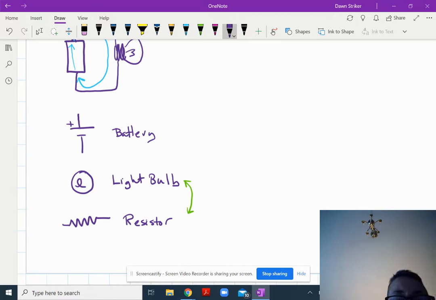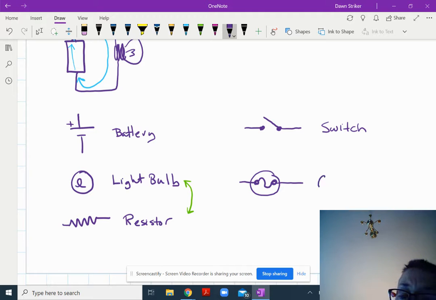All right, what else might you put in a circuit? Light bulbs, batteries, resistors. You might have something that looks like this in a circuit, and that's known as a switch. You could also have something that looks almost like a switch with a little squiggly in it.